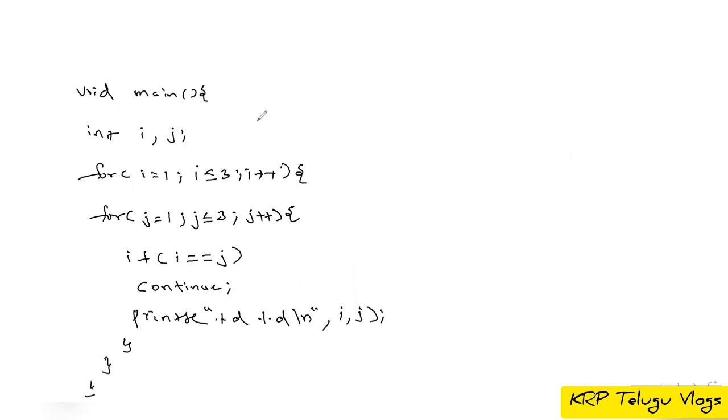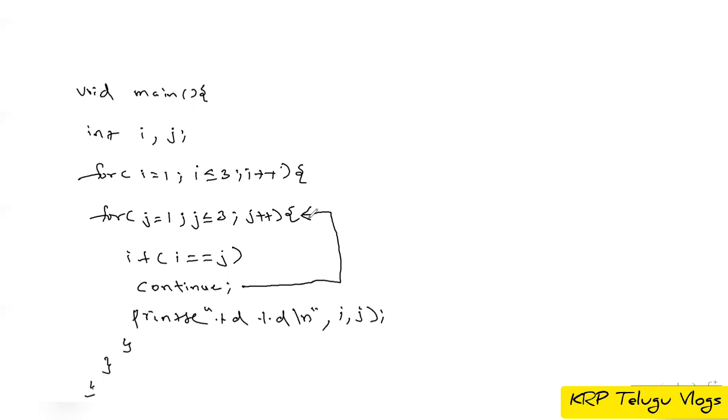So now you tell me what is the output of this one. Every time whenever it hits continue, where will it go? It will go to the j loop or i loop? Wherever continue is there, for that loop only it will take control. So continue is in the j loop, so it will take control back to the j loop only.